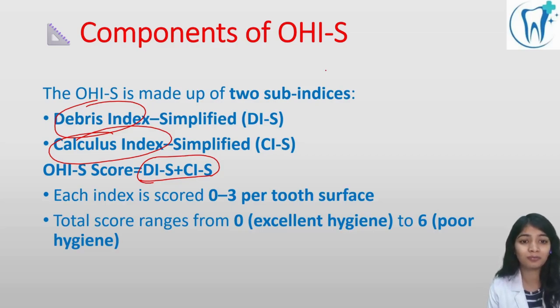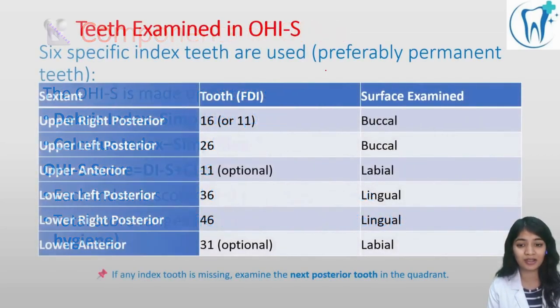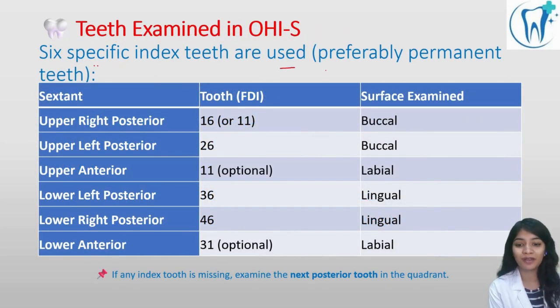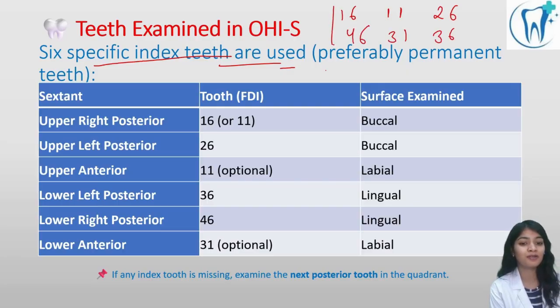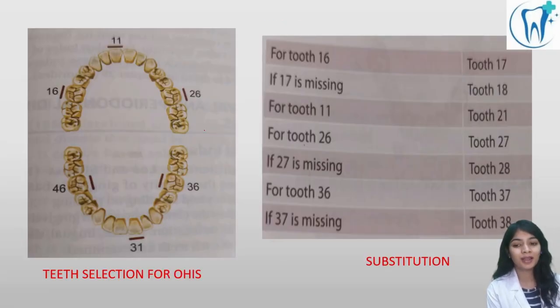Understand? So see, next is index teeth selection. There are six specific index teeth which are used. So we take 11, 16, 26, 36, 31 and 46. Understand? So these six teeth are index teeth. You can see in the image as well: 11, 16, 26, 36, 31 and 46.